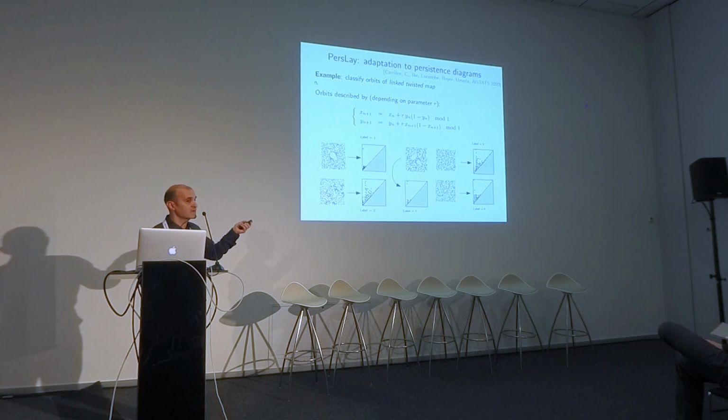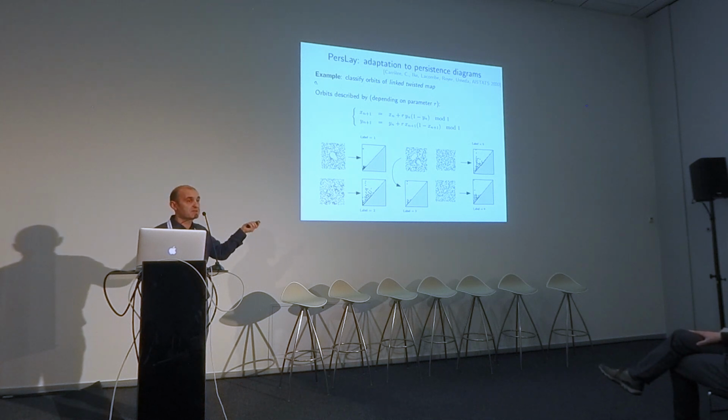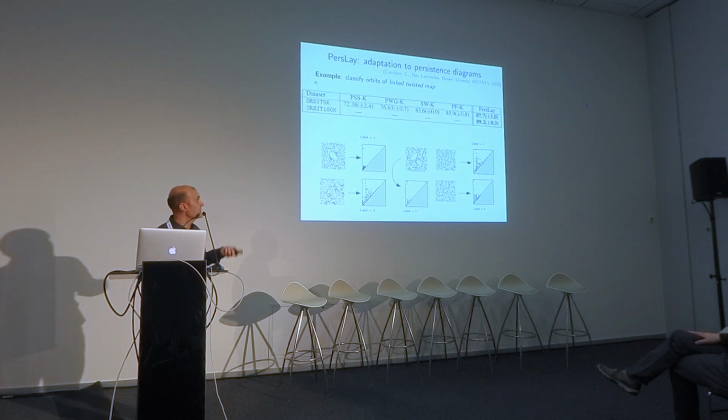And then from these orbits that are just point clouds, this is a 2-dimensional dynamical system, we try to do some classification to recover the class, to which parameter each orbit was belonging. And this is the kind of result we get with respect to some other result. I'm not going to go too much into detail.